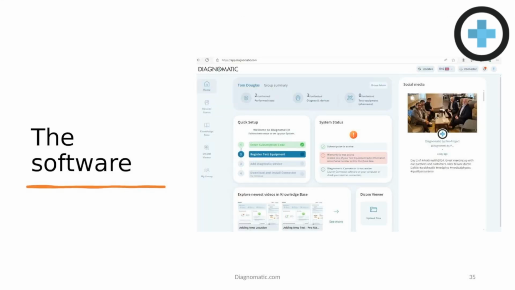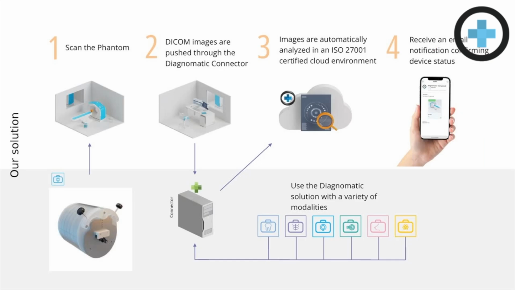Touching briefly on the software, for those that are not familiar, our software is a cloud-based solution, and what it allows us to do is take an image of the phantom, push that image to a cloud environment that will analyze images and then send it back within about 5 minutes. So it's a way to speed up the process of analyzing images, not just CT, but other modalities as well, and keep that as a single repository for all of your QA imaging information.